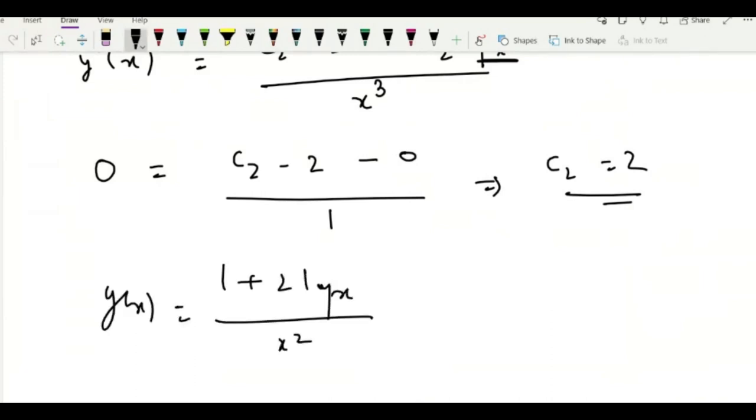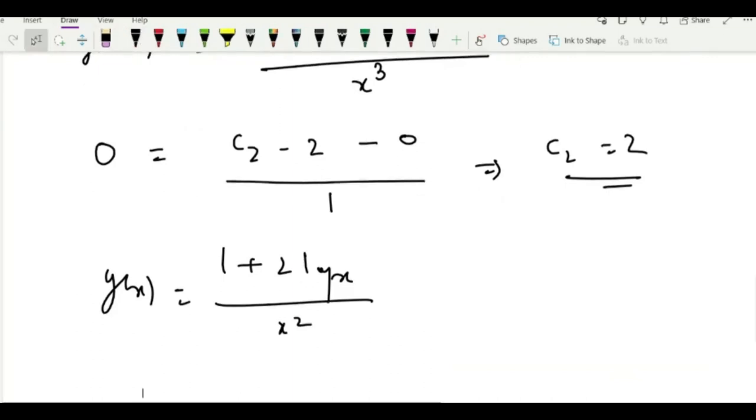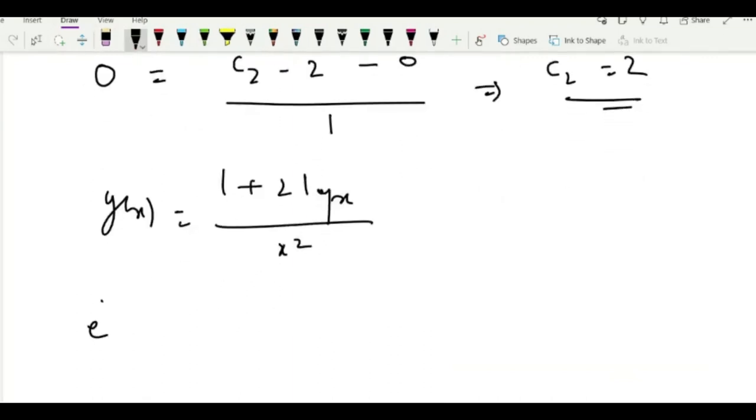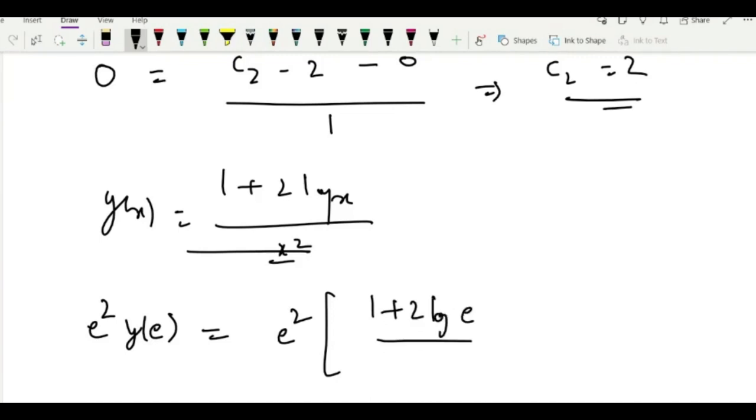This is our y(x). And in the final, the question wants the value of e square into y of e, which is equal to e square into (1 plus 2 log e) upon e square. This will cancel out. Log e is equal to 1, so 1 plus 2 is 3. This is our required answer.